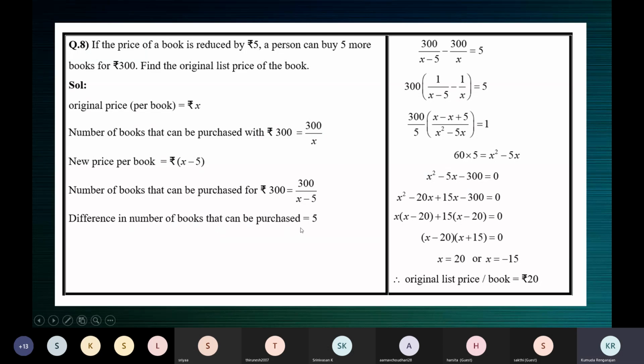The difference in the number of books purchased is 5. See, a person can buy 5 more books. See, this is number of books purchased. This is also number of books purchased, like the time taken in 2 cases. So the difference in the number of books is 5, like the difference in time. So how will you express that? Where you buy more books minus where you buy less books. So in one case you are able to buy 15 books. In the other case only 10 books. So 15 books minus 10 books is equal to 5 books.